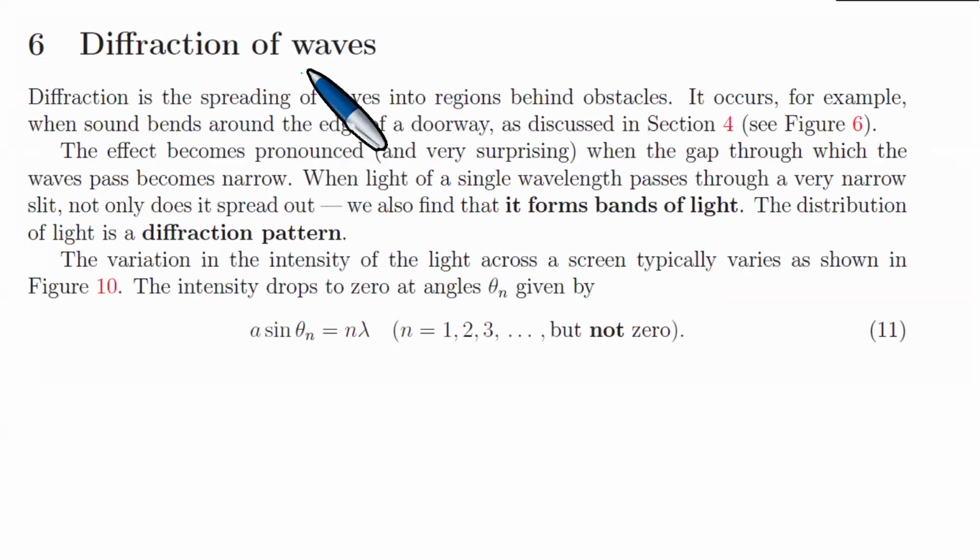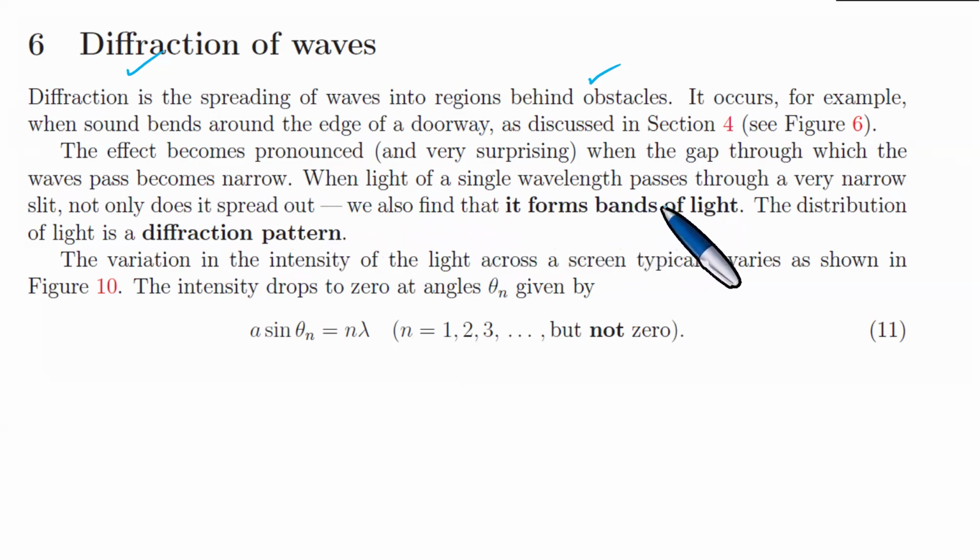Okay, let us discuss briefly the idea of the diffraction of waves. Diffraction refers to the spreading of waves into regions behind obstacles. What is diffraction? Diffraction is the spreading of waves into regions behind obstacles. It occurs, for example, when sound bends around the edge of a doorway, as discussed in section 4. The effect becomes pronounced and very surprising when the gap through which the waves pass becomes narrow.